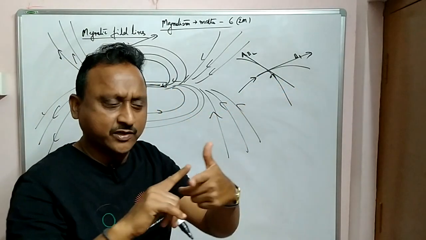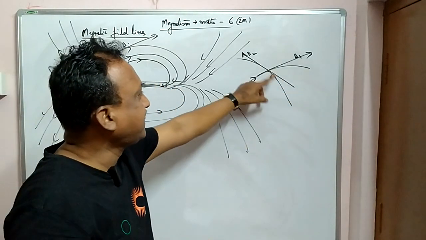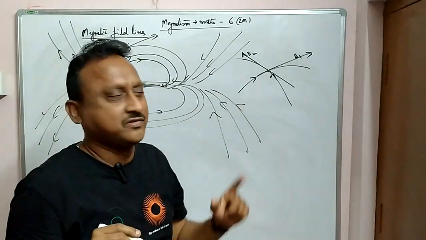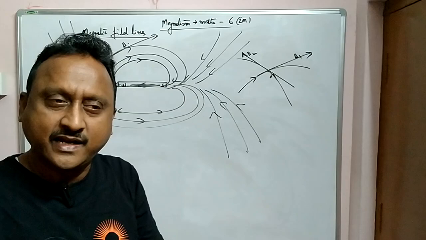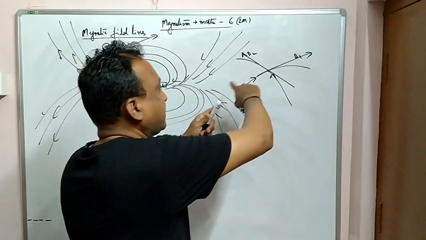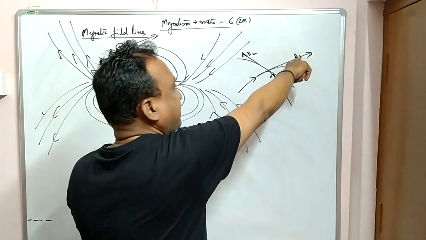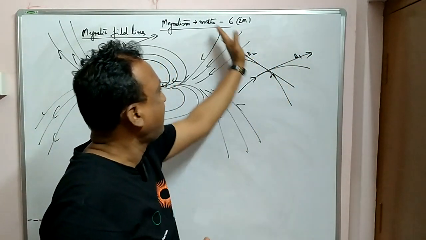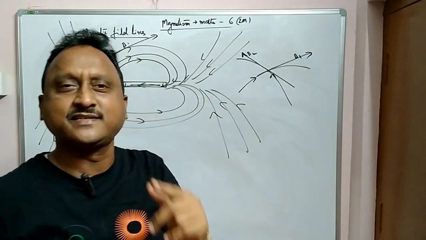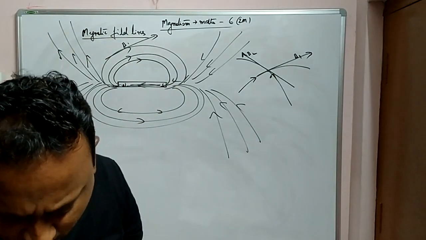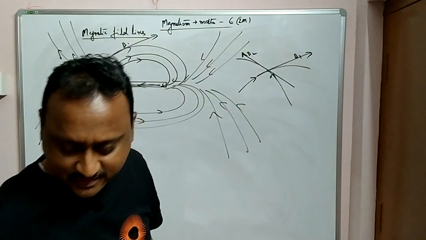So what happens when two lines are touching? The resultant will be in two directions, which is highly impossible. That is why no two magnetic lines or no two electric lines will meet each other. If they meet, and you draw a tangent there, one is in that direction, another is in this direction. So two resultants are obtained, which is highly impossible. So that is why no two lines will be meeting each other.